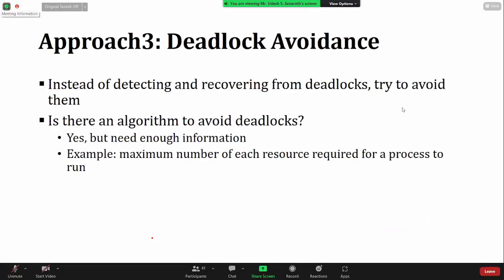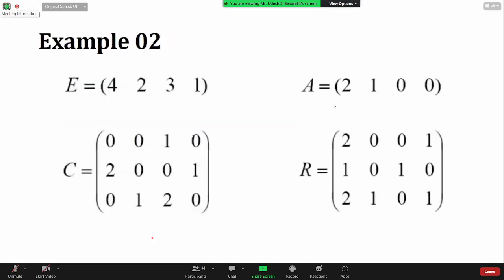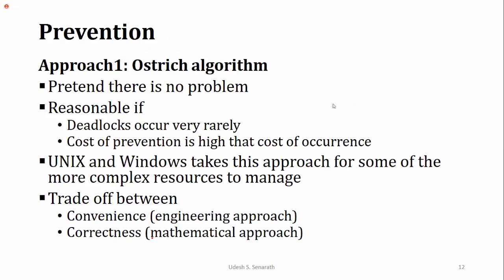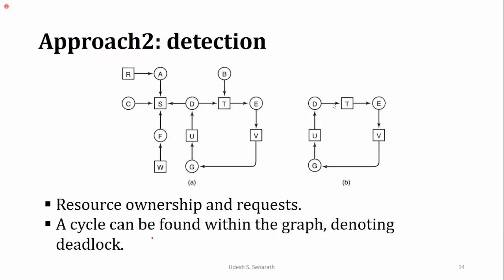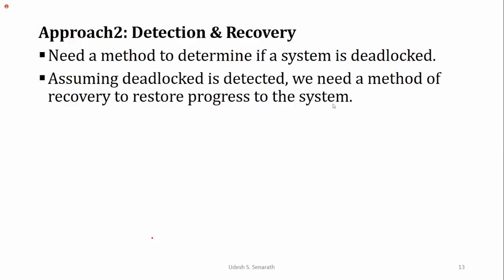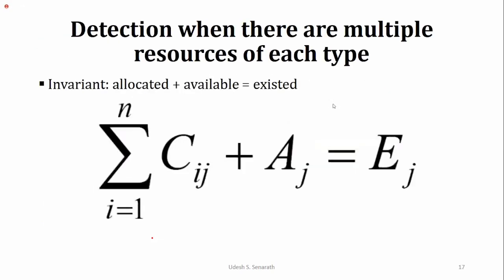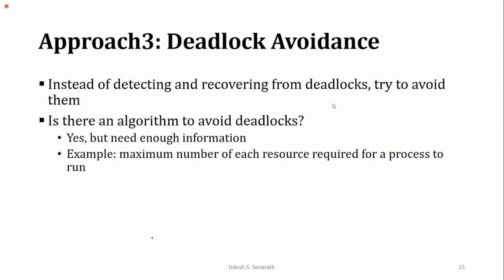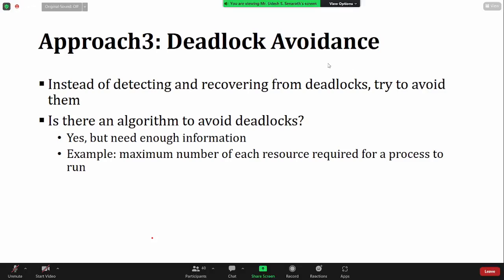And we have discussed two approaches, right? What are they? The first approach is the ostrich algorithm. The second approach is detection and recovery. And then the third approach is deadlock avoidance. We are going to avoid deadlocks. Instead of detecting and recovering from deadlocks, try to avoid them.